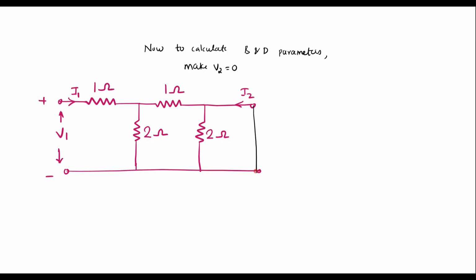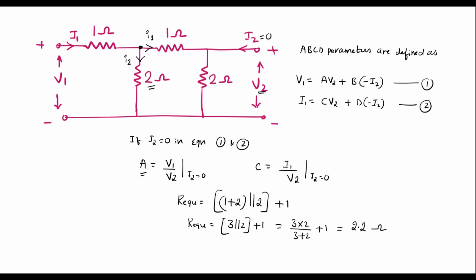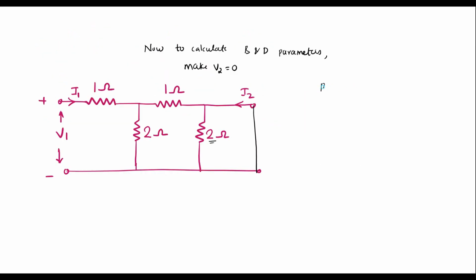When this terminal is shorted, no current flows in the 2 ohm resistor, so it is also like shorted. So this 2 ohm resistor can be discarded because no current flows in it. In that case, we can see that 1 and 2 will be in parallel. That combination is in series with the 1 ohm resistor. Now if V2 equal to 0, B will be equal to V1 by minus I2.